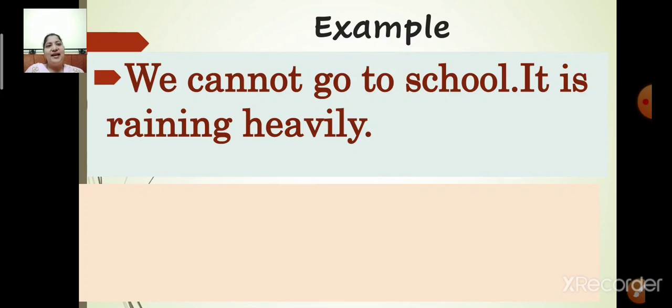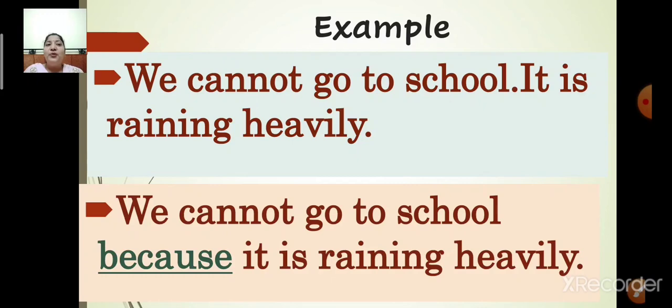It is raining heavily. Now children, in these two sentences, the first sentence says that we cannot go to school. Okay, this is a statement. And the second sentence is explaining the reason behind not going to school. So, we will join these two sentences using because. So, how we will join? Let us see. We cannot go to school because it is raining heavily.